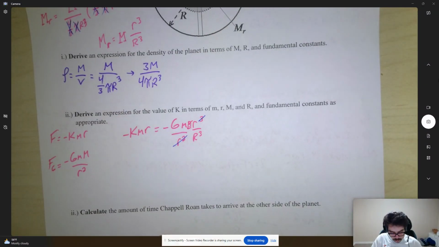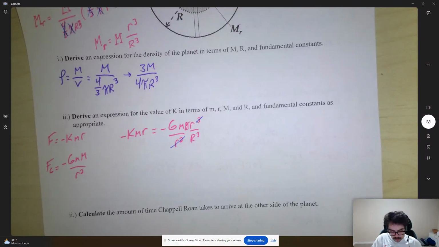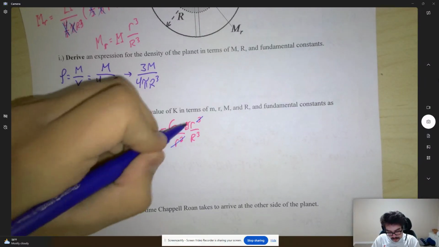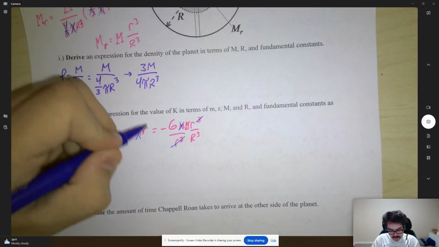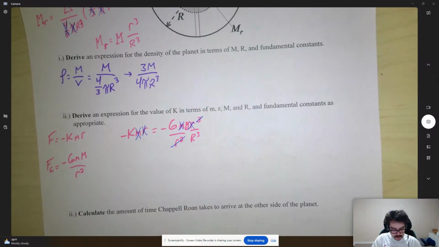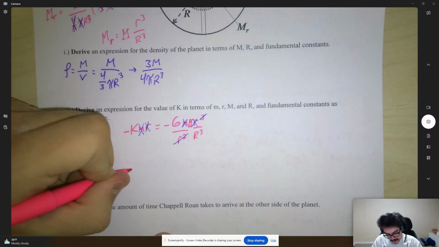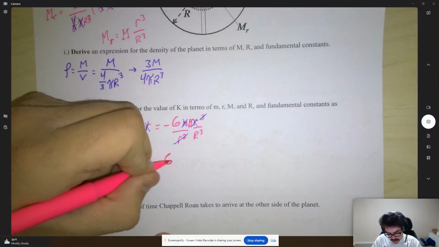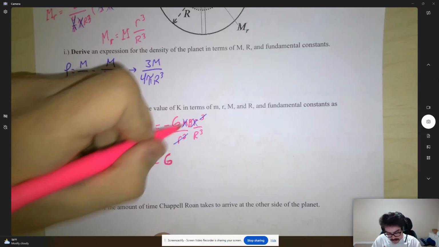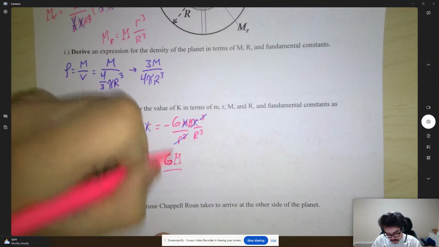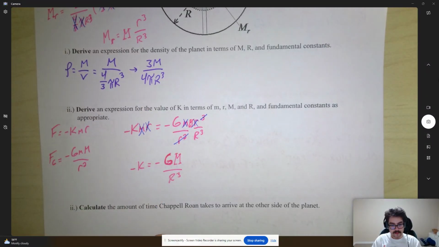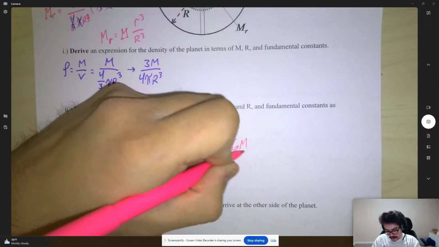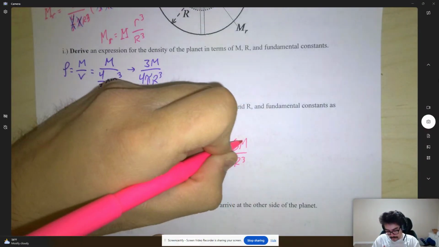I can also, if I wanted to, cancel out my little m's. Okay. So I can cancel out my little m's here. Oh, and would you look at that? I also can cancel out my last remaining little r that way. So I should actually find that negative k is equal to negative g times big M over capital R cubed. And then I can drop the negatives on both sides and say that k is equal to g big M over R cubed. Okay.